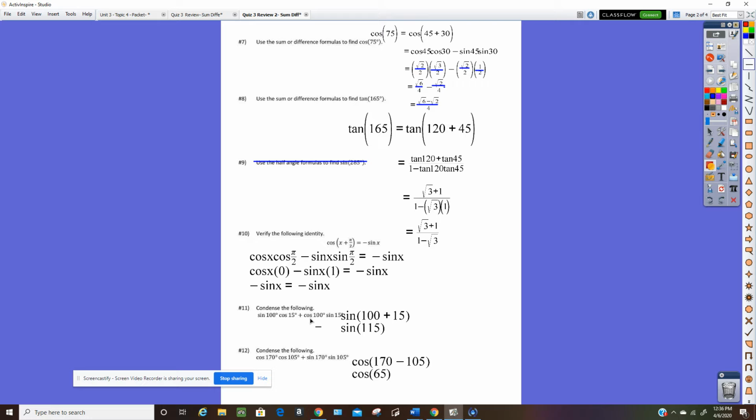Condensing means that you're looking at the sum identity for sine, so you're just going to add the two together as sine of 115. And then the sum identity for cosine means you have to subtract these two, and you get cosine of 65.